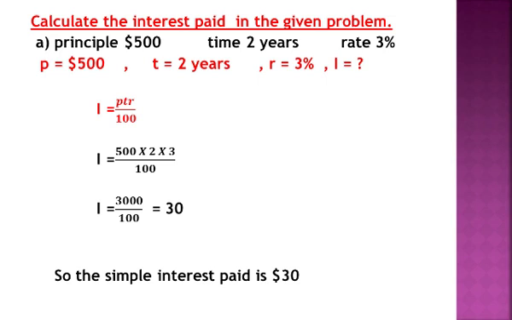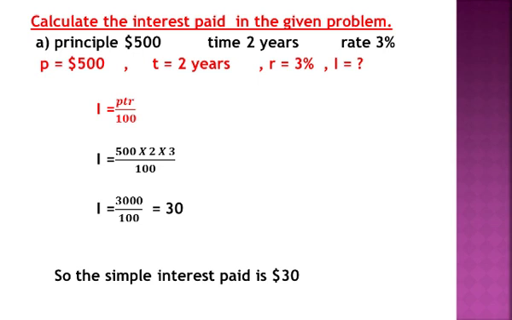Calculate the interest paid in the given problem. This question is from your student book, page number 150, exercise 15.2a. Here directly given principal $500, time 2 years, rate 3%. That means P equal to $500, T 2 years, R 3%. We want to find out the simple interest I.